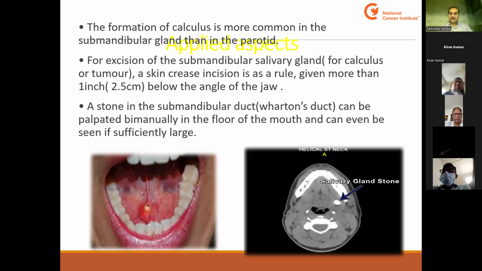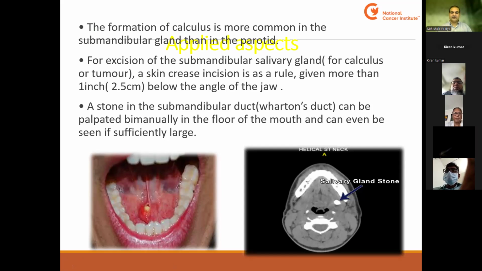Right. So calculus may be formed within the gland or within the duct. You have to identify where the calculus is. If the calculus is close to the duct opening, then it can be delivered perorally through an incision on the floor of the mouth, keeping in mind the direction of the duct. You can also cannulate that duct.